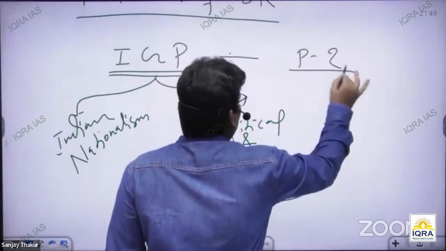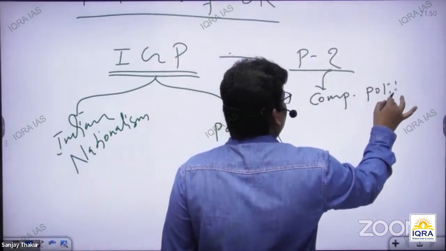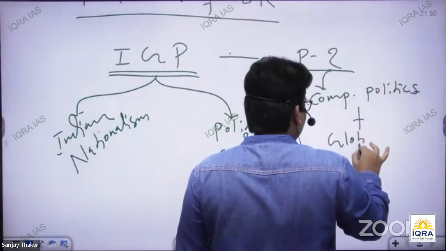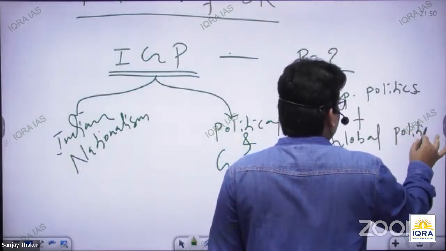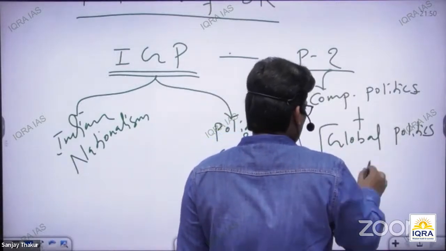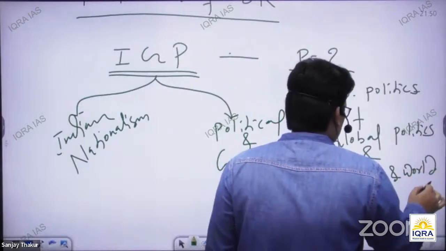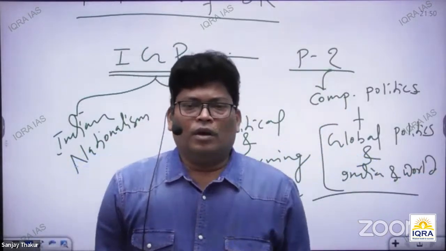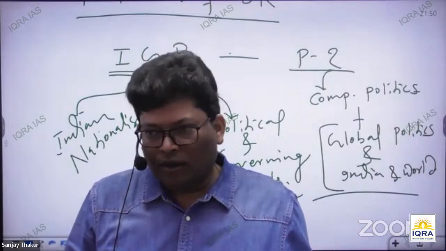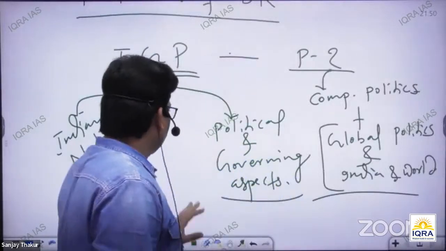Apart from this, in Paper 2, under Part A, we'll discuss comparative politics, plus global politics, which is basically an integral part of the second part, Part B in Paper 2. Within this part, global politics and India and the world. So this is how the syllabus of political science optional Paper 1 and Paper 2 would be covered in regular classes, which are going to commence from 31st October. Fine.